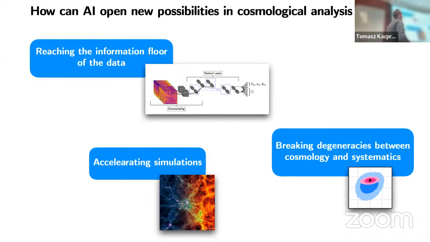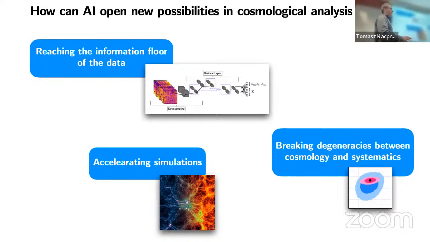And finally, the third idea about how we can exploit AI to get an advantage for cosmological analysis is to do a multi-probe AI analysis and try to break the degeneracies between cosmological parameters and systematics, specifically, for example, astrophysical models of, let's say, intrinsic galaxy alignments or galaxy biasing. So this is a potential avenue of benefit as well.